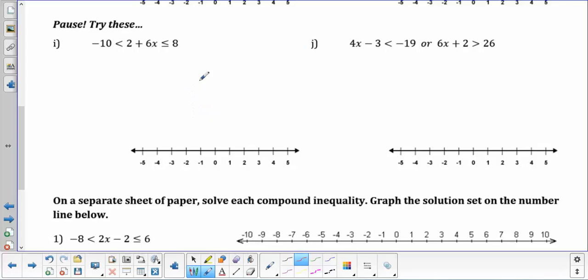Alright, hopefully you've paused and tried them on your own, so let's take a look and see what happens. So this first one, we're going to subtract the 2 first. We have an and inequality. We're going to get 6x left in the middle, we got a 6 on the right, and then we have a negative 12 on the left. Last step here, divide by 6. Get that x in the middle, which is what we want. On the left, we get negative 2. So we're between negative 2 and then less than or equal to 1. Negative 2 is going to get an open circle. 1 gets a closed. And inequality, shade in the middle. That guy's done.